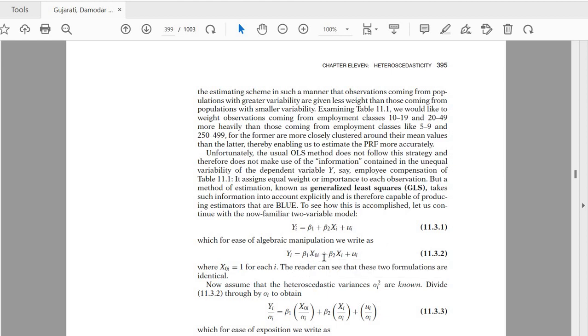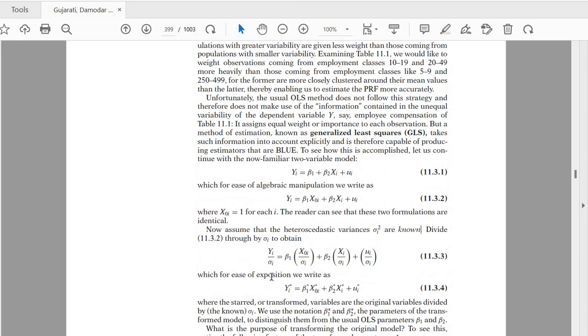And then once we introduce this variable, since this heteroscedastic variance sigma square is known, its value is known, what we are going to do is divide the entire model by sigma i on the left side and on the right side. So what we'll have, we call this yi over sigma i as y star. Similarly, all these variables are transformed into x stars and u star.